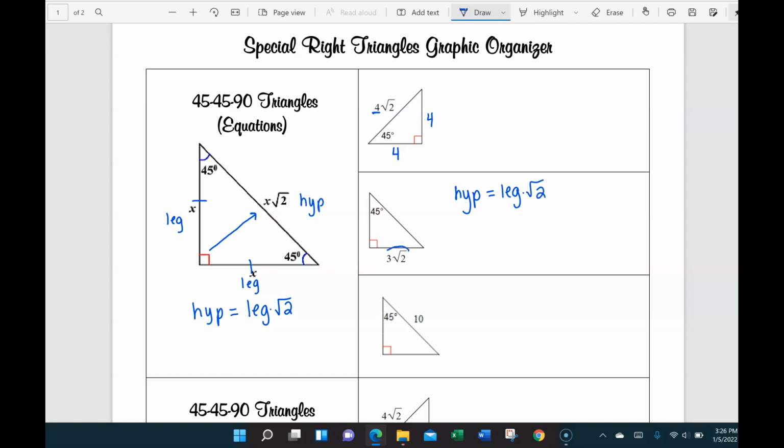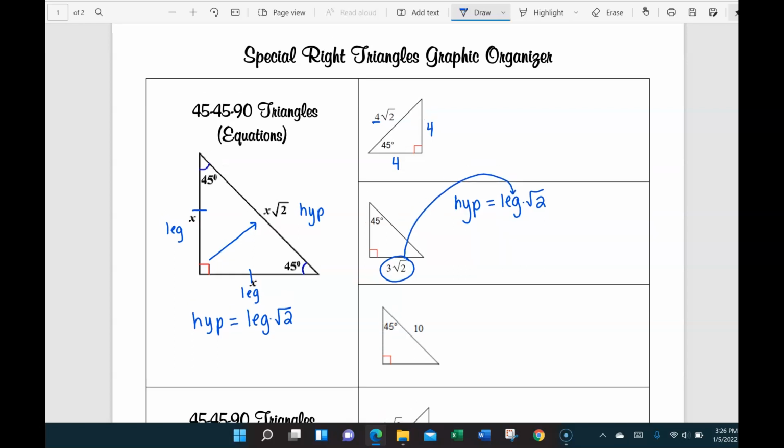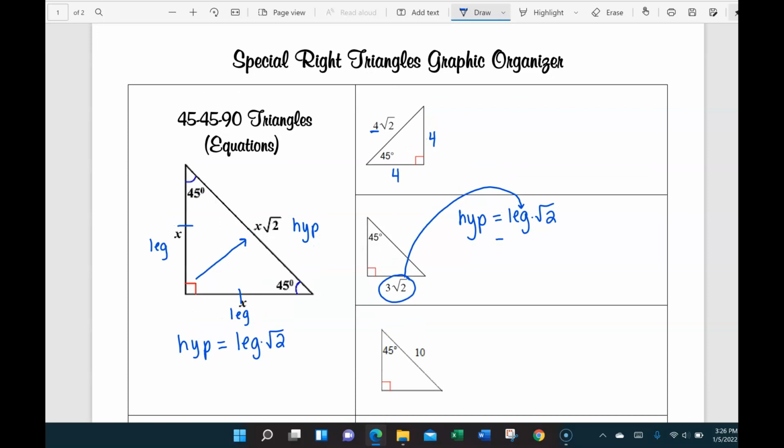And so in this problem, when I see that my side is 3 root 2, that side is actually the leg. So I'm going to substitute 3 root 2 in for the leg. And I get 3 root 2 times the square root of 2. And so when I multiply those together, I get 3 times the square root of 4. The square root of 4 is 2. 3 times 2 is 6. So my hypotenuse is going to be 6. And then the other leg is still 3 root 2.